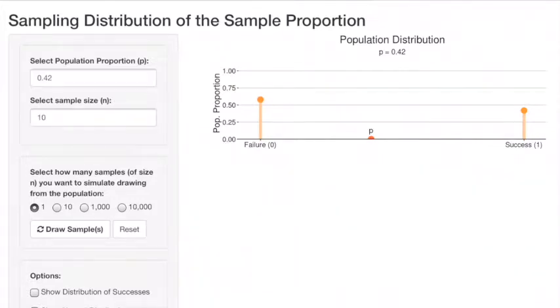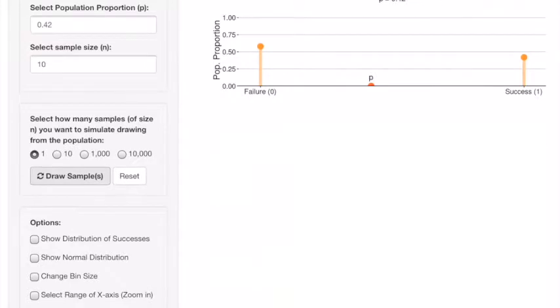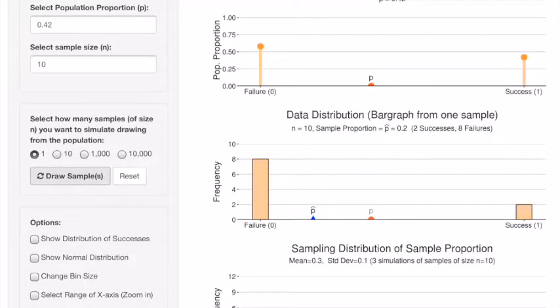So if we take one sample, well, there we go. So this was 4 successes and 6 failures, so 4 out of 10. We could draw another. And this one was 0.3, so 3 successes. And we could keep going. But now let's take more and more and more. So I'll take 10.